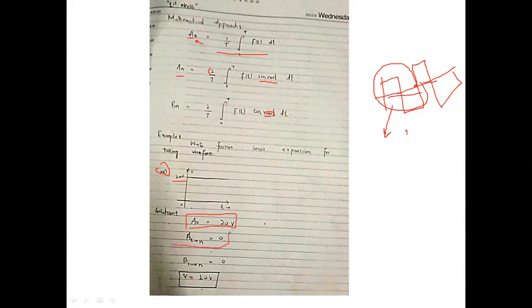No sine term and no cosine term is involved in this given waveform. So we will have zero amplitude for a and b because no sine and cosine term is involved in this function. Okay, so our answer will be V is equal to 20 volt.